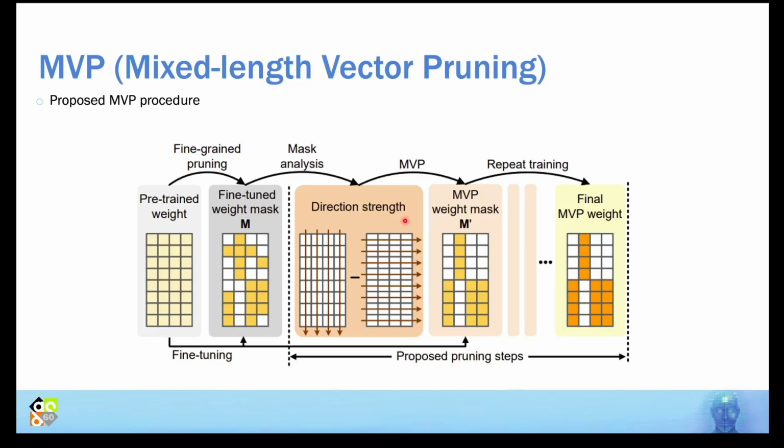Then we proceed with structured pruning according to the direction strength. We continuously generate a finer weight matrix during retraining. Of course, in this process, we made the original baseline for pruning start from the pre-trained model.